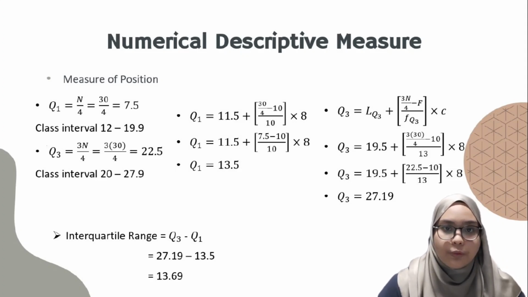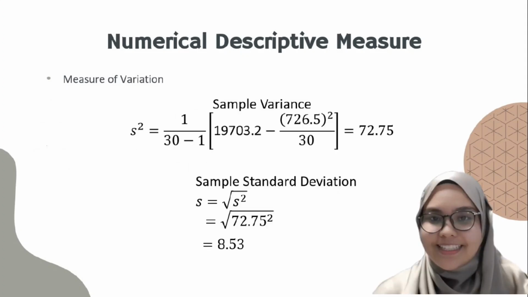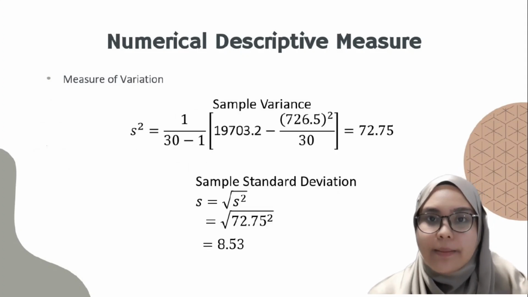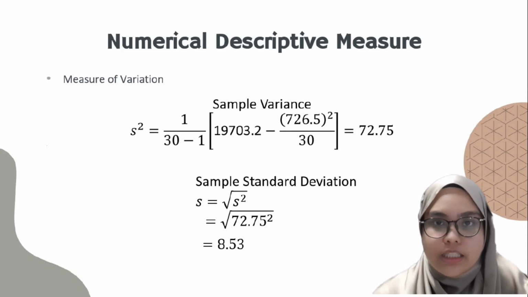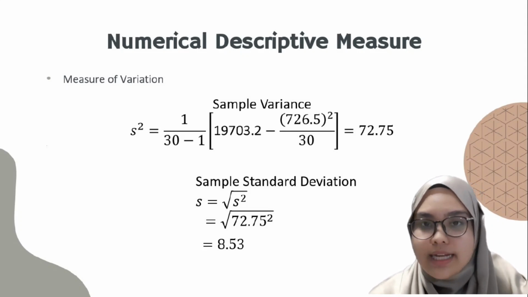So the value of quartile 1 is 13.5%. Meanwhile, the value of quartile 3 is 27.19. Next, the value of the interquartile range is 13.69%. Next, 3.3 Measure of variation. The range of students obtaining A in SPM is 38% in 2019.